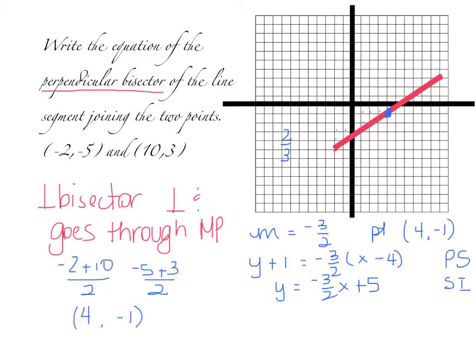I'm now just going to remind you how to put it into standard form. So I'm going to add the 3 over 2 x to this side. But remember, I can't have a 2 in the denominator, so I'm going to multiply everything by 2. And standard form is going to be 3x plus 2y equals 10.